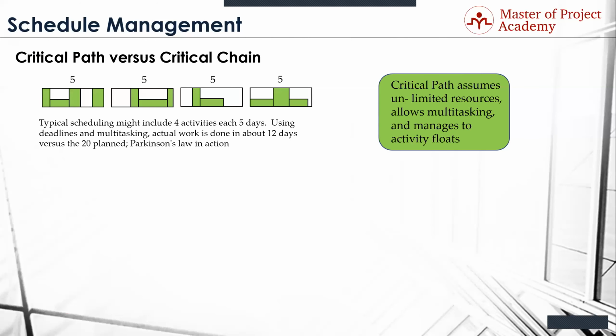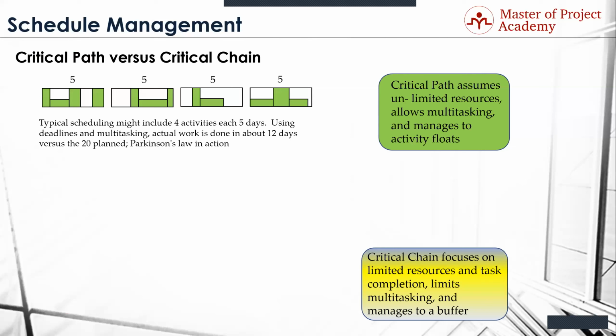So what's critical chain? Well, critical chain basically forces you to look at what happens if you have limited resources, and it basically changes the complexity of the project. We're not going to allow multitasking. We're going to finish this puppy as soon as we can, and we're going to manage to a buffer instead of a float. We're not going to have a float on each item. We're going to have this pocket of time at the end.